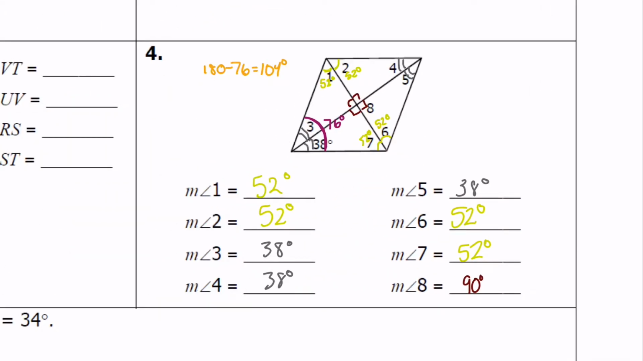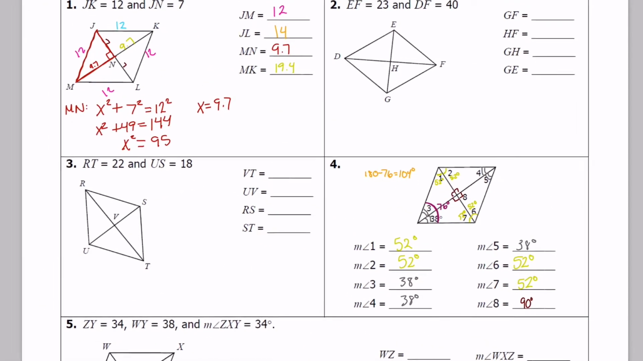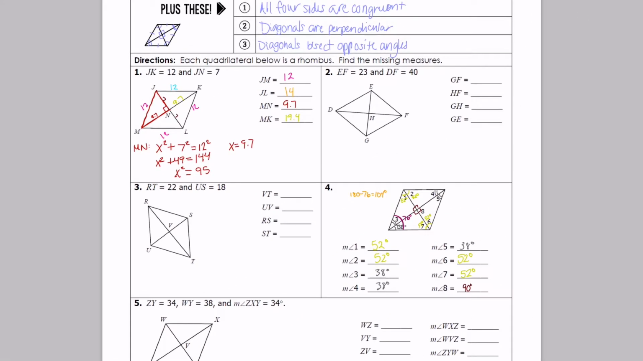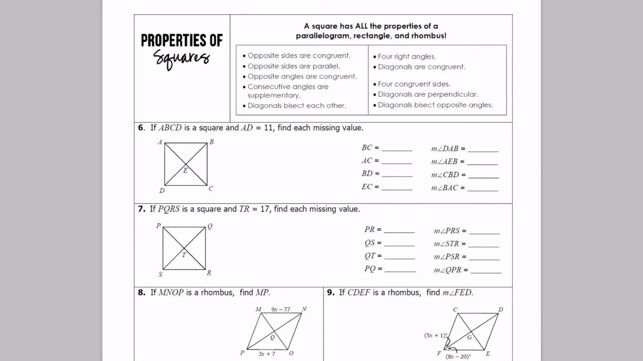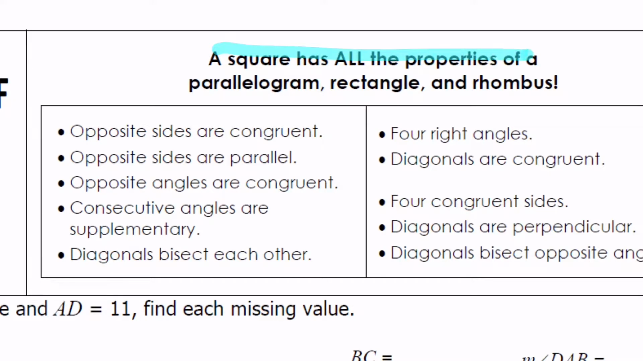So really, you only have a few different angle measures that apply to multiple angles. So you could go ahead and do 2 and 3 and 5. And I'm going to move on to the back. Properties of squares. Properties of squares are kind of neat because they combine all properties that we've learned. All properties of parallelograms, rectangles, and rhombi.